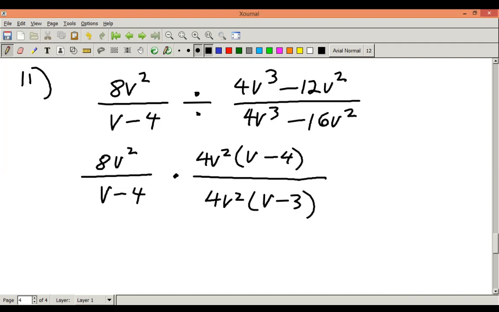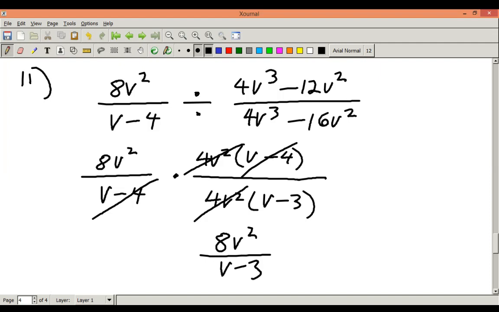All right, everything got factored. And look for some canceling. Looks like the 4v squareds are going to cancel top and bottom. Looks like a v minus 4 cancels top and bottom. You're left with an 8v squared on top from the first fraction, so that's all we have there on top, and a v minus 3 on bottom. Do not cancel the v's there. You can only cancel factors, which are things that are multiplied. Okay, so that does it.